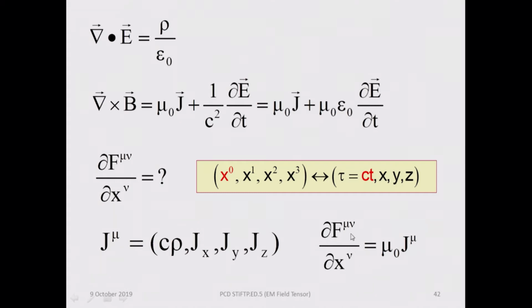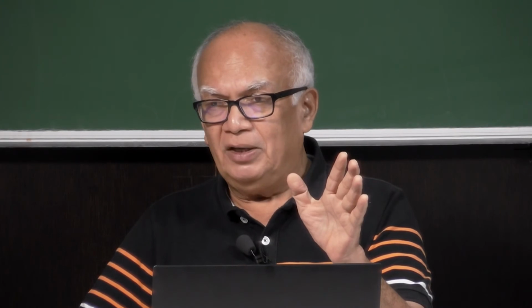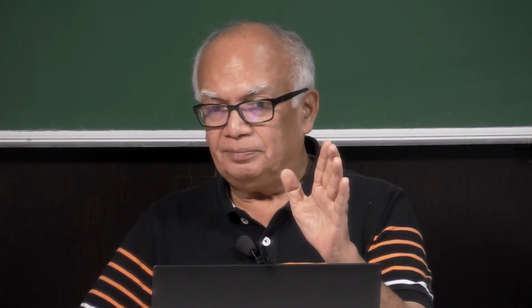So, what I have written here as one equation is actually a family of 4 equations, because mu can take 4 values, nu can also take 4 values, but they all get summed over. So, it is only a dummy index. So, there are exactly 4 equations that I have written.